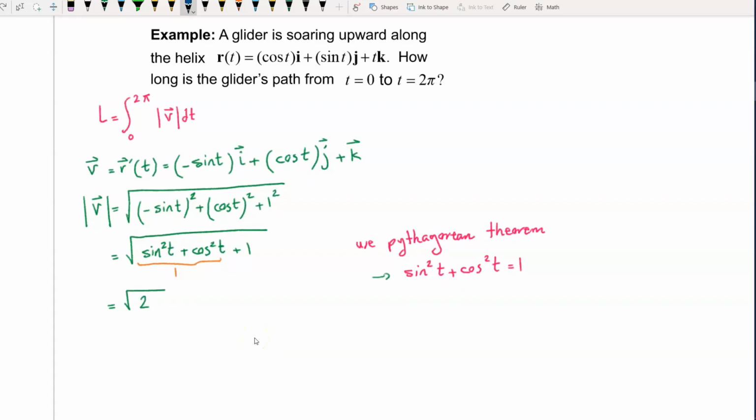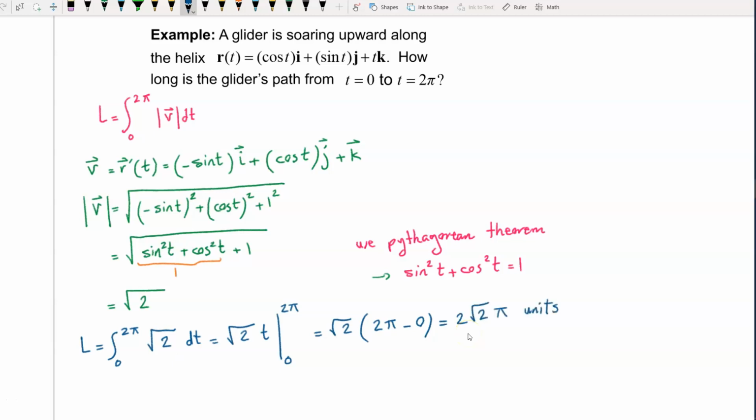Now find L, which is the integral from 0 to 2 pi of the length of the velocity vector v. So L is equal to the integral from 0 to 2 pi of square root of 2 dt. Integrating square root of 2 gives square root of 2 t, from 0 to 2 pi, and that is equal to square root of 2 times 2 pi minus 0, which is equal to 2 times square root of 2 times pi units of length.